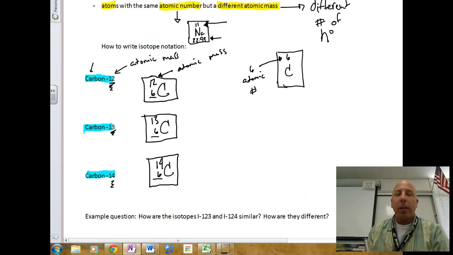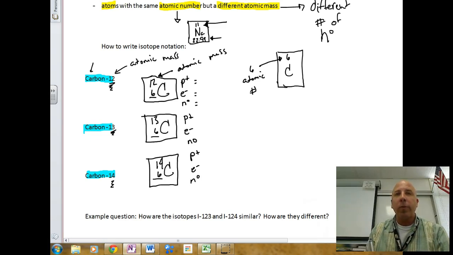Okay. Now, this allows us to do a couple of things. One, it allows us to easily calculate the number of protons, electrons, and neutrons in each of these isotopes. So let's go ahead and write this down: proton, electron, and neutron in each of these isotopes.